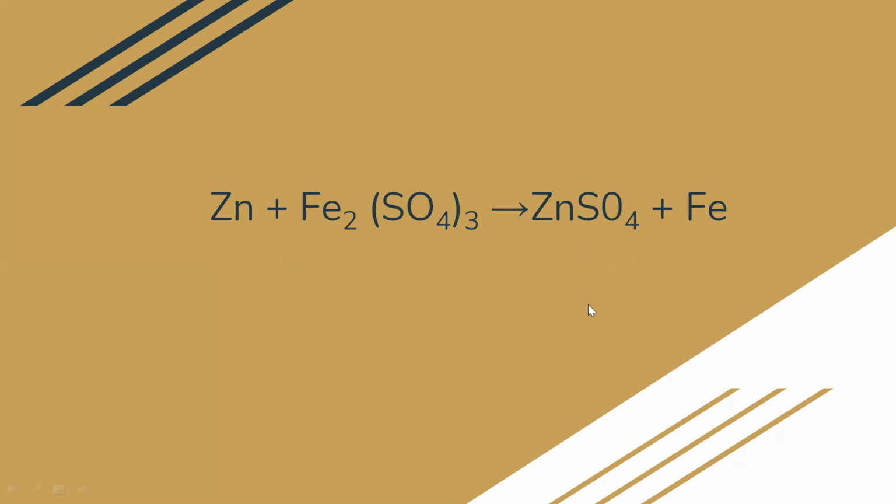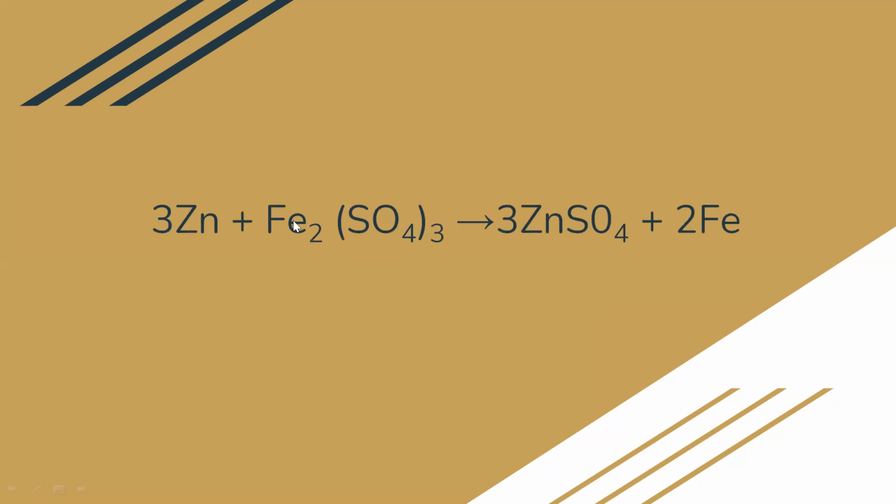Another sample: we have zinc plus iron sulfate, which reacts to form zinc sulfate plus iron. What do you think is the balanced equation of this sample problem? Now for the answer: we have 3 zinc plus iron sulfate yields 3 zinc sulfate plus 2 iron. Let us check. How many zinc do we have here? 3. Iron is 2. We have sulfur, 3 times 1 is 3, and sulfur here, 1 times 3 is 3. And we have oxygen, 3 times 4 is 12, so oxygen is 4 times 3 is 12. So it's balanced.